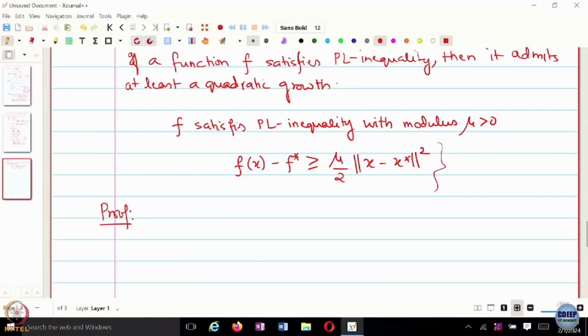Okay. So we know that f satisfies the PL inequality. Okay. So what does it mean?